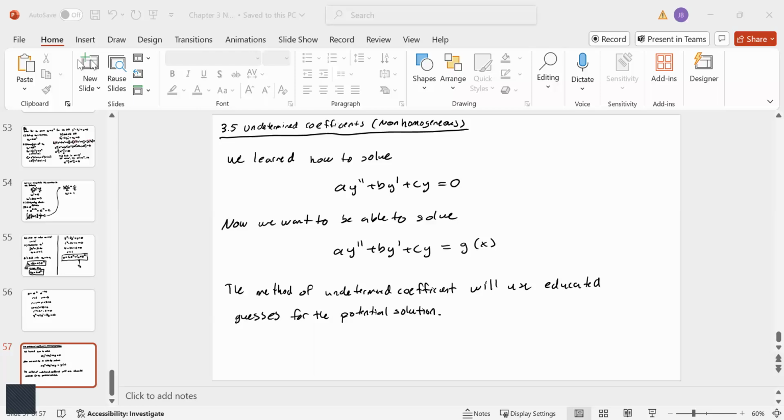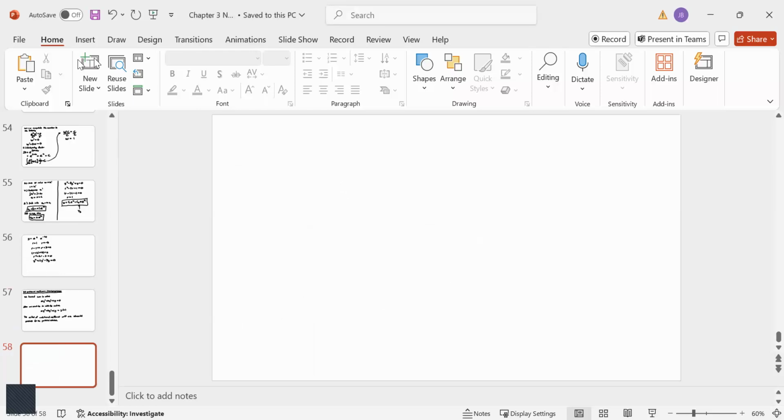But before we get there, let's remind ourselves what the non-homogeneous differential equation is. A non-homogeneous differential equation is one that does not equal 0. So just a generic example. Now we're going to start solving like this. So you kind of have to think about it this way.